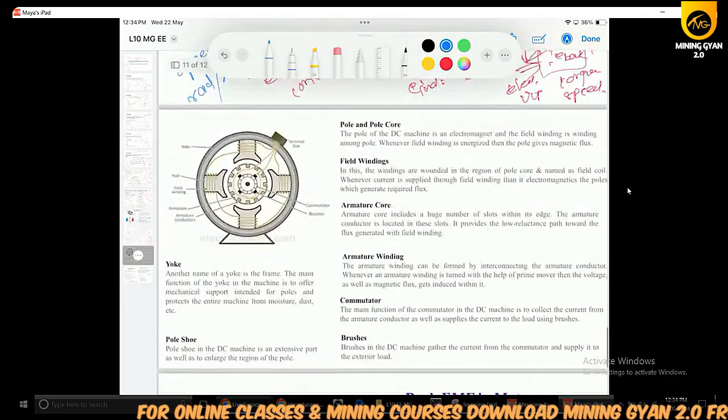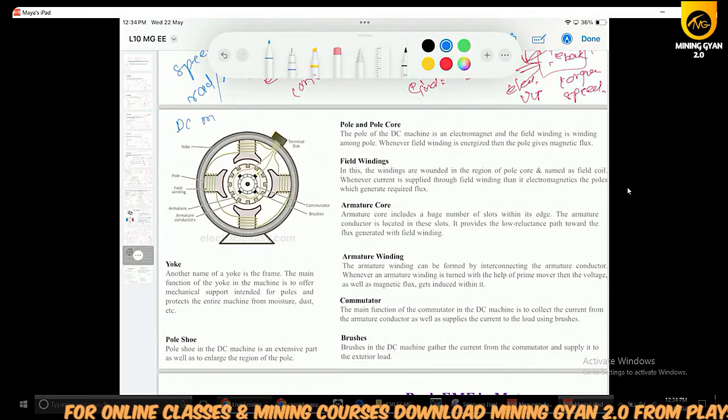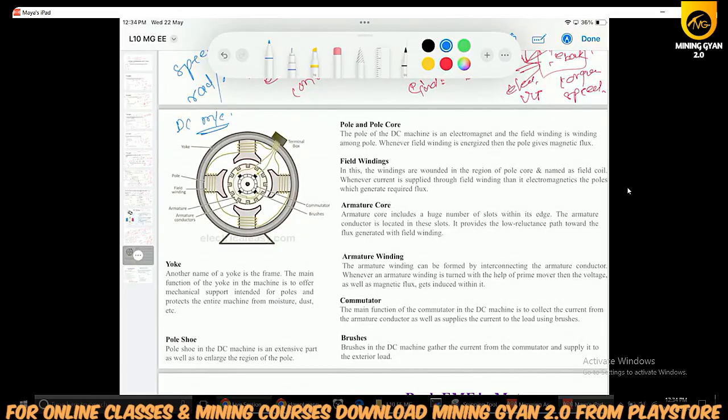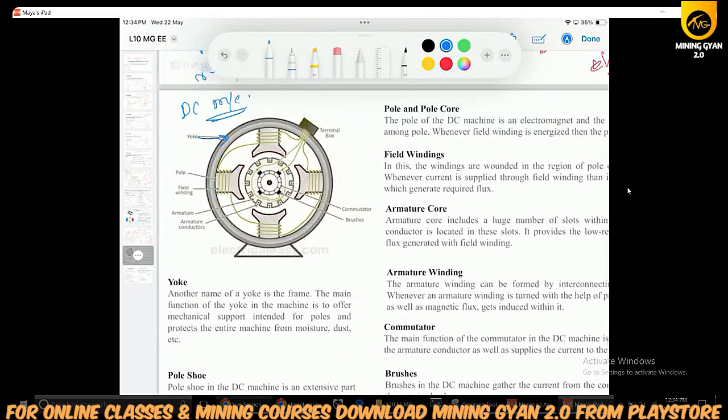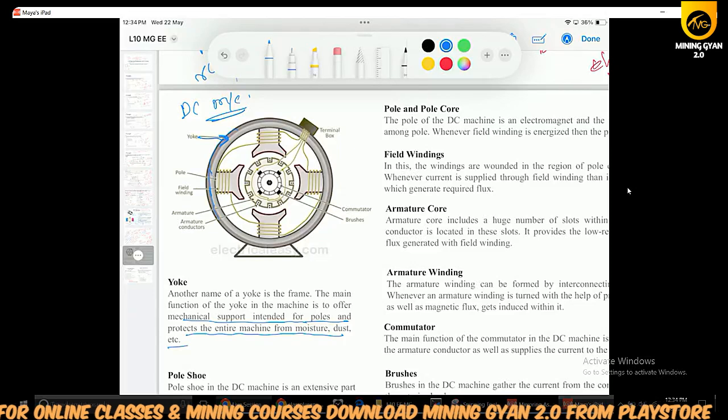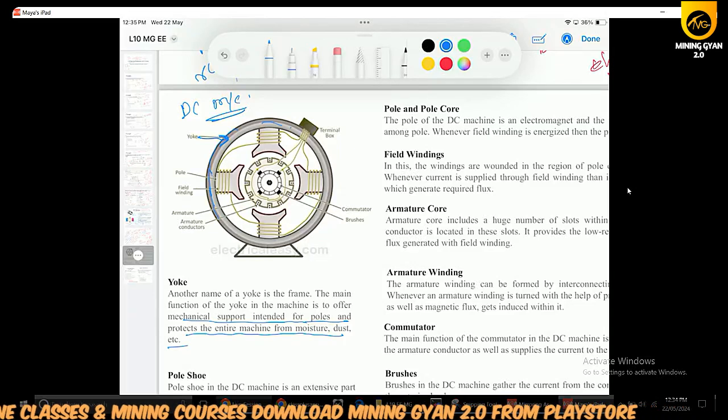Now coming to the construction part of DC machines. So these are the common things. What is the yoke? This is the outer periphery of the machine. It is used to offer mechanical support for the poles and protects the entire machine from moisture, dust, etc. So this frame is used to protect the machine from the environmental conditions.